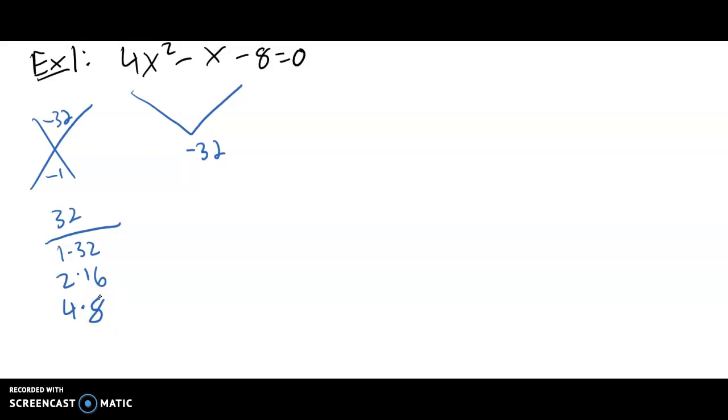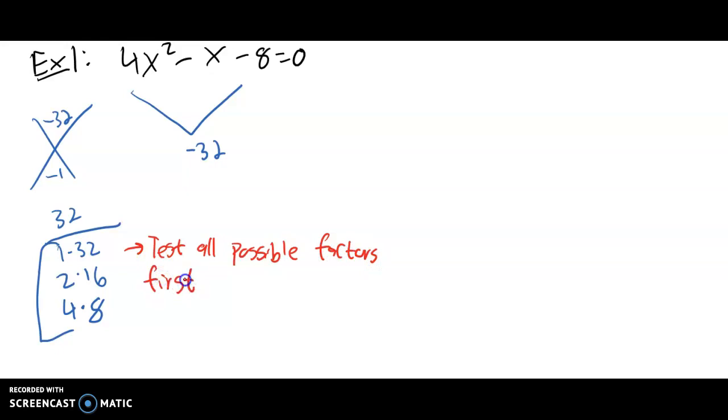Now, you can see that no matter how we manipulate any of these pairs, we're not going to get to negative 1. So let's make a note for ourselves. We're going to say, test all possible factors first. If none of them work, only then do we use the quadratic formula.